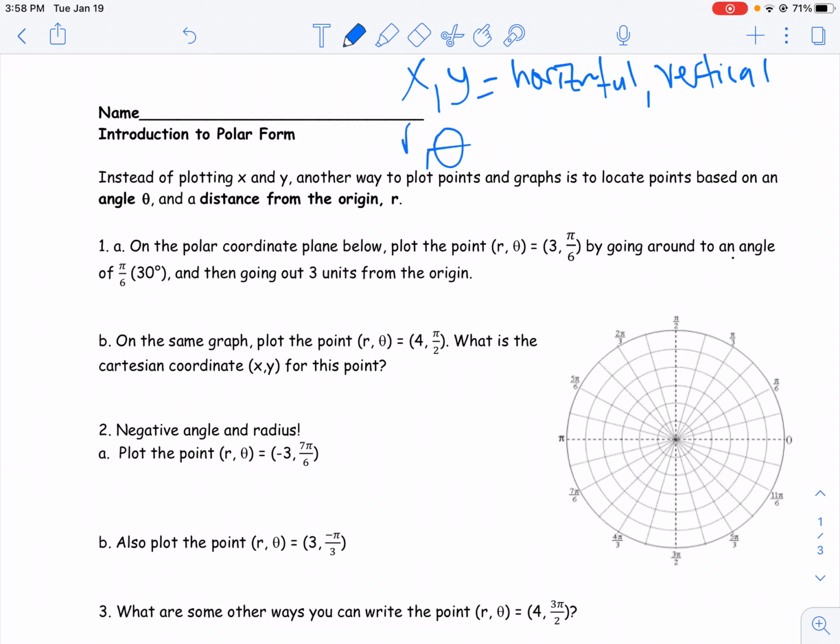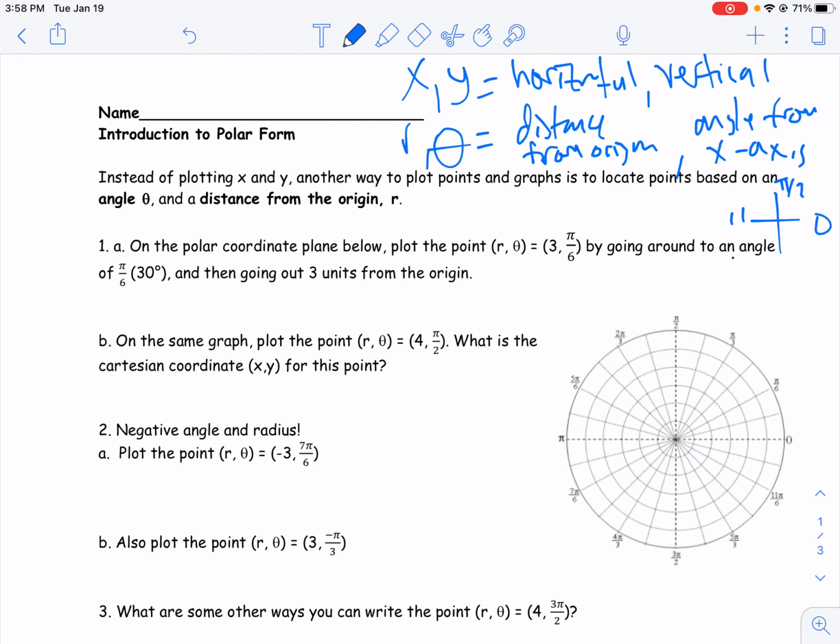That's by measuring in terms of r and theta. So you're going to think of r as being some kind of distance from the origin, and we're going to think of theta as just the angle from the positive x-axis, in the same way that we always measure angles, like here's 0, here's pi over 2, here's pi, and so forth. Okay. So we're going to start today by talking about points and then move on to graphs. And in the next video, I'll talk about calculus.